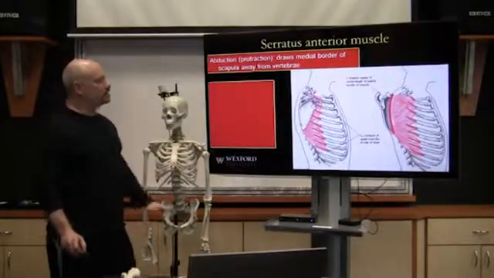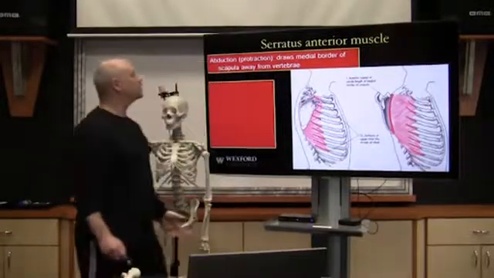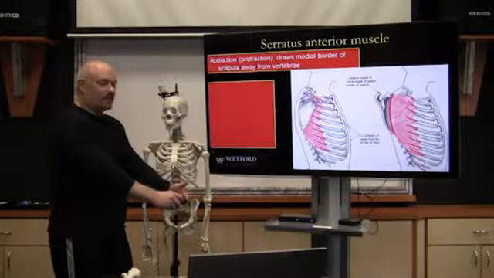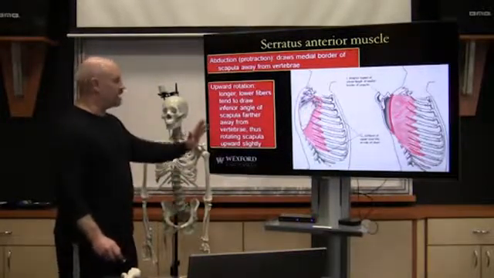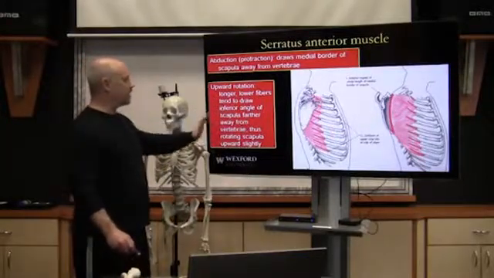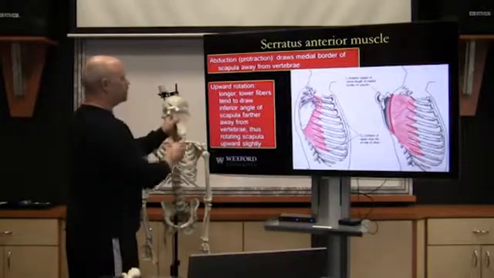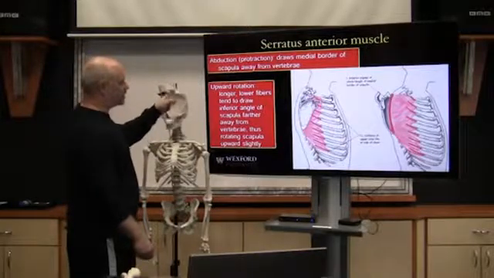Serratus anterior attaches to the rib cage and to the front side of the scapula. They cause protraction, drawing the medial border away from the vertebra. It also causes upward rotation because the long lower fibers tend to draw the inferior angle farther away from the vertebra, thus rotating the scapula slightly upward.